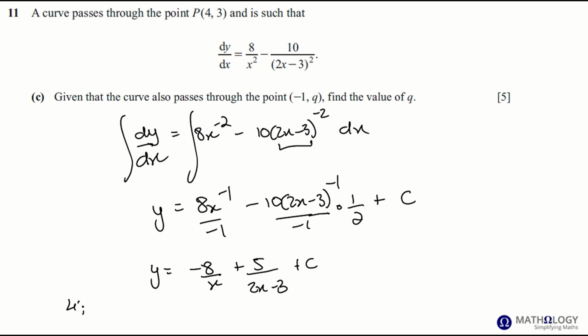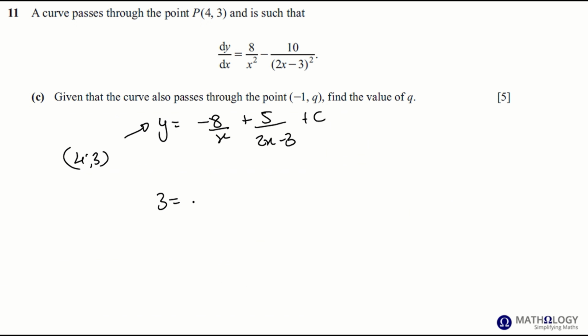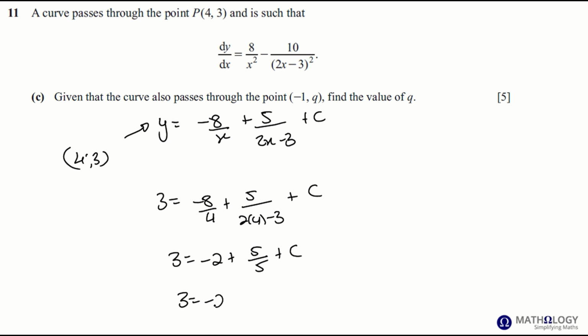We now substitute the point (4, 3), which lies on the curve, into the equation of the curve to find the constant of integration. So 3 equals minus 8 over 4 plus 5 over (2 times 4 minus 3). 8 minus 3 is 5. So c equals 4. So the equation of the curve is y equals minus 8 over x plus 5 over (2x minus 3) plus 4.